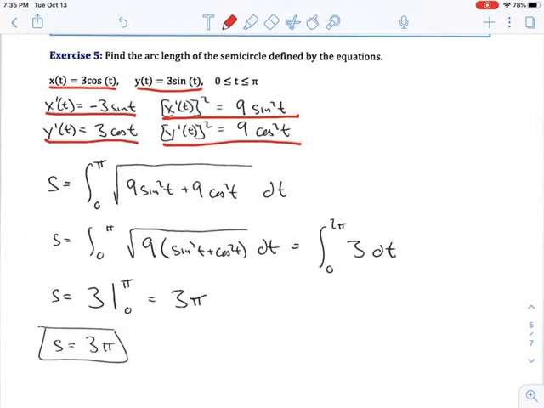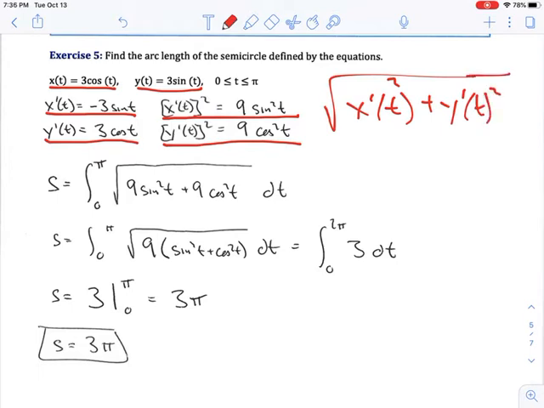And then, of course, in our formula, we have the square root of x prime of t squared plus y prime of t squared. And so all of that becomes 9 sine squared t plus 9 cosine squared t. And you can probably see what's going to happen here already. We can factor out the 9, and we are left with sine squared plus cosine squared, which of course becomes 1. So this whole thing simply becomes the square root of 9, which of course is 3.